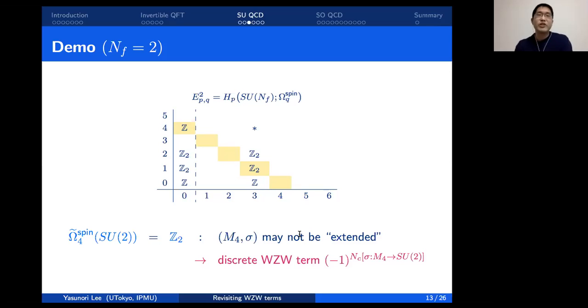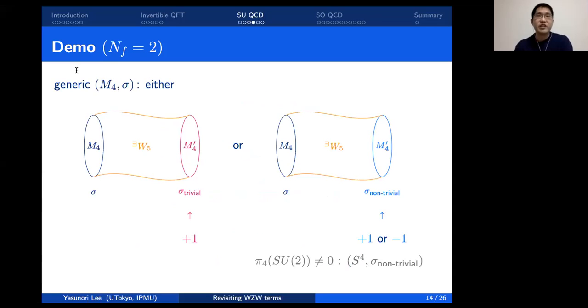Which means that it only depends on the Bordism class. In other words, for any two 4-manifolds equipped with sigma configurations belonging to the same Bordism class, the value of the Wess-Zumino-Witten term should be the same. And it turns out that this freedom or ambiguity in fixing the value for the representatives exactly corresponds to the choice of weight on non-trivial sigma configurations, which is namely the discrete Wess-Zumino-Witten term. So things are getting complicated, so let me explain it in more detail.